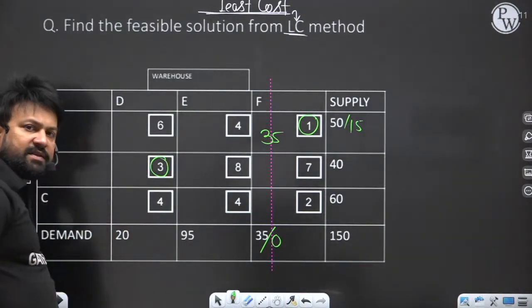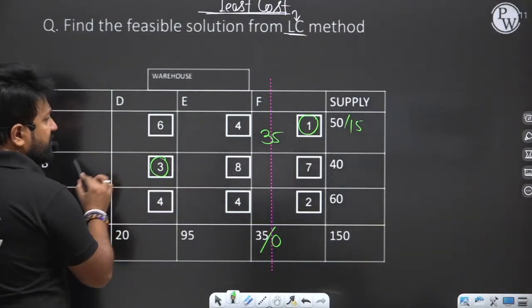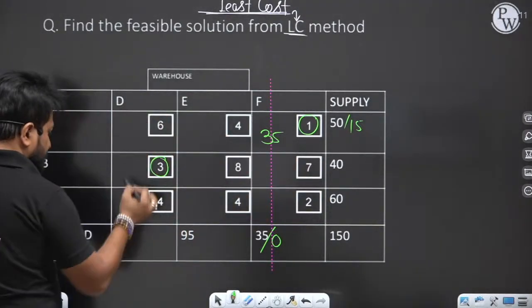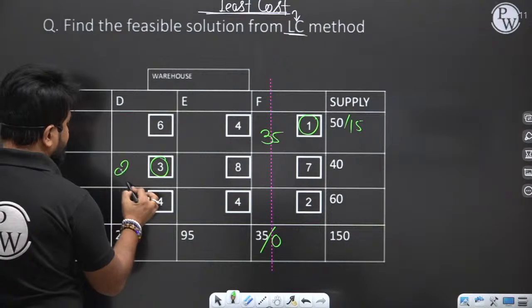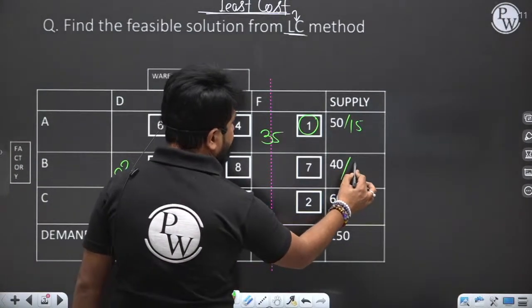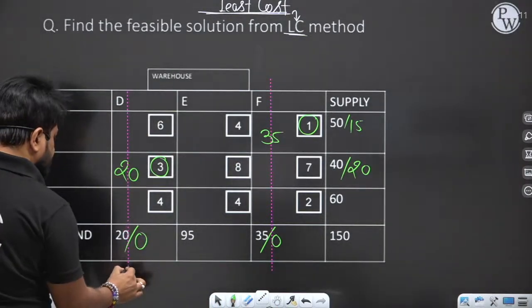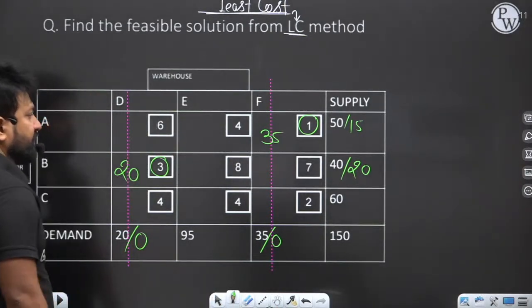Here you can see this is a 3. So it means B will supply to D. How much can B supply? 40. The demand of D is 20. So we are going to supply 20. The supply of B will be 20 remaining. So here the demand of D is going to be fulfilled.